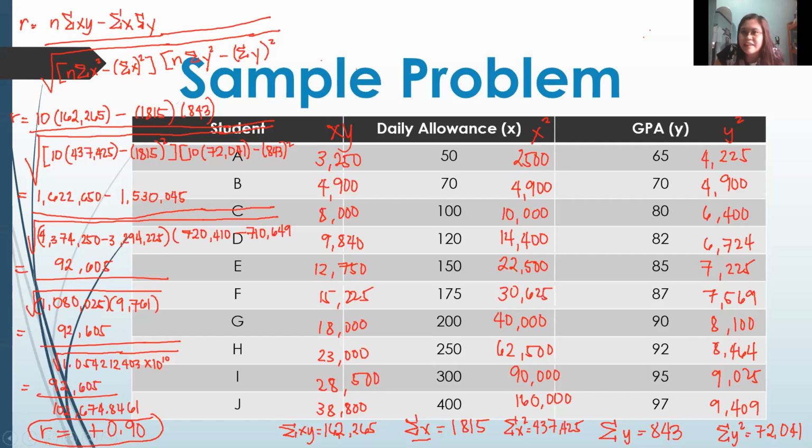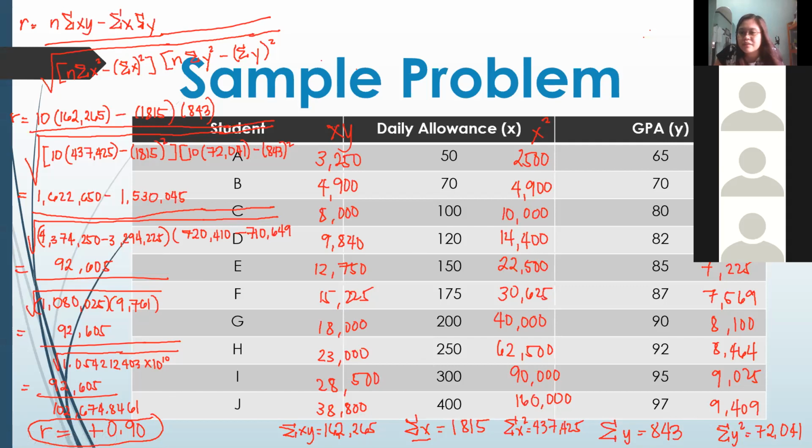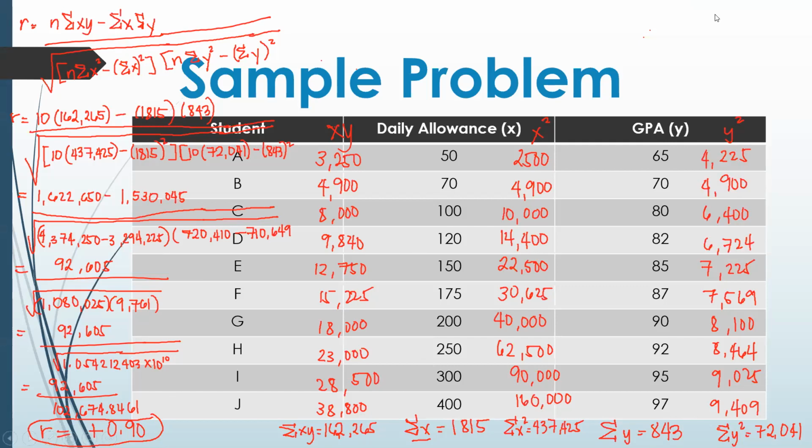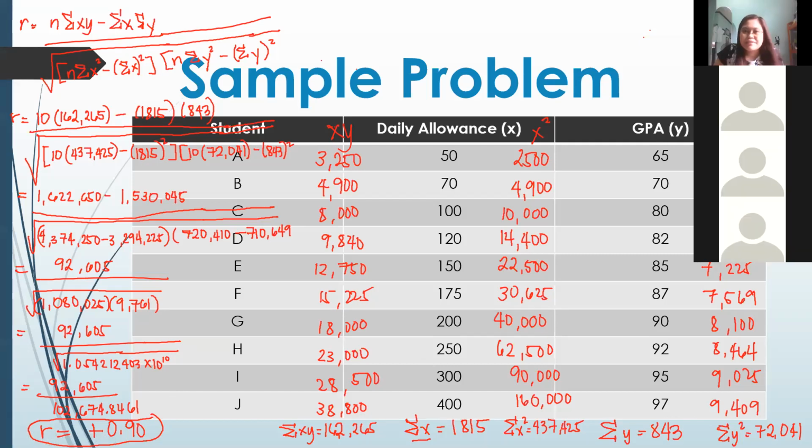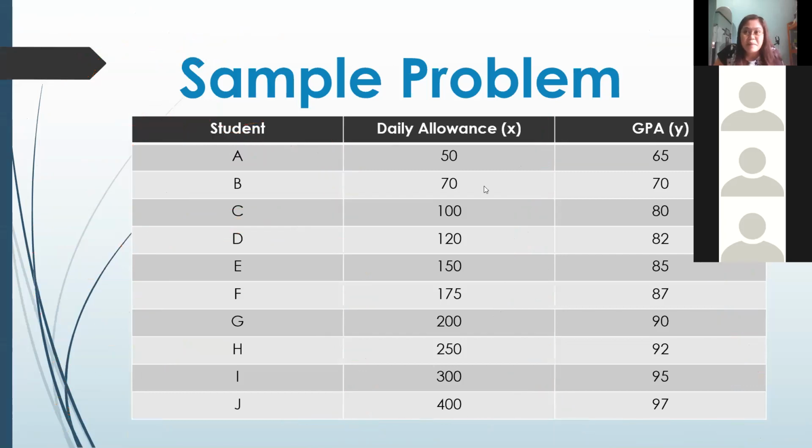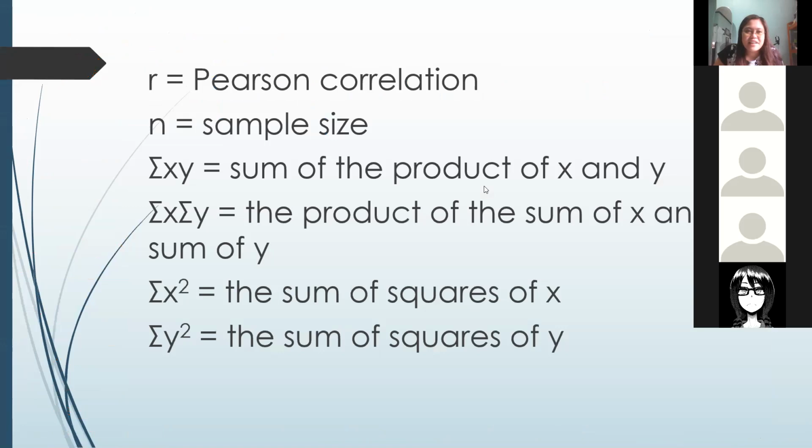Now how do we interpret the R na positive 0.90. Can I delete the writings on the screen now? Pwede na. Okay, ibalhin ako ang slide. So I hope nakopya na to ninyo. If wala pa, then na may recording, I'll be sending you the recording after.